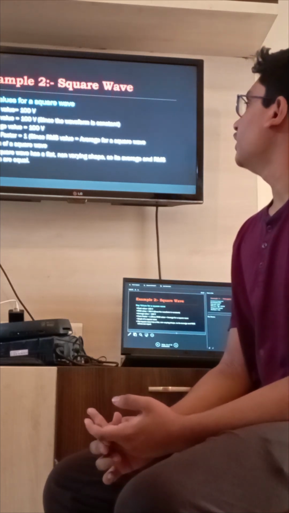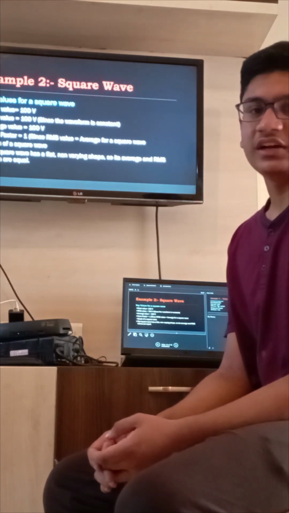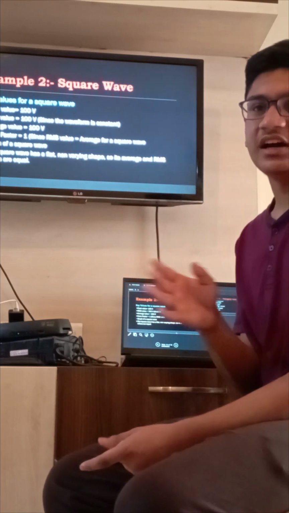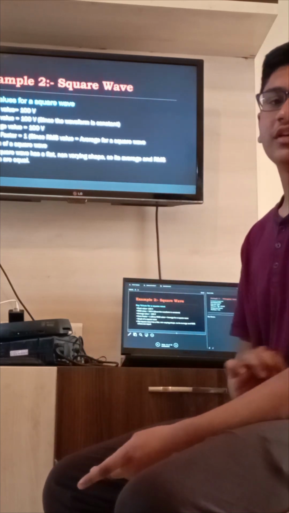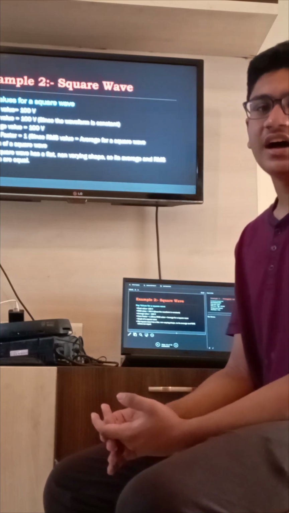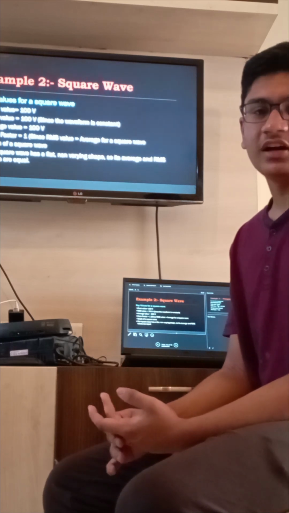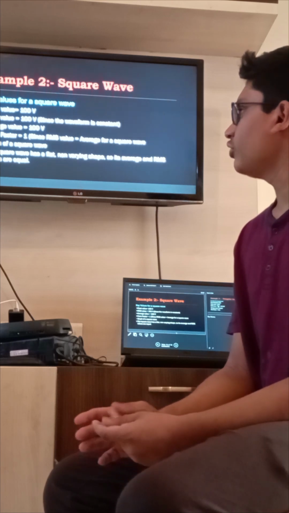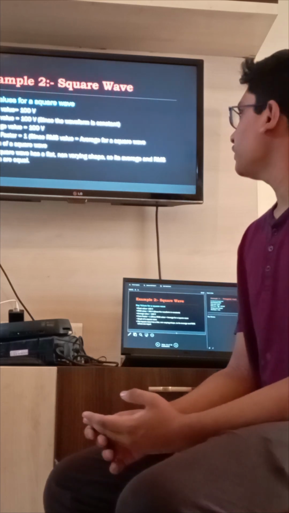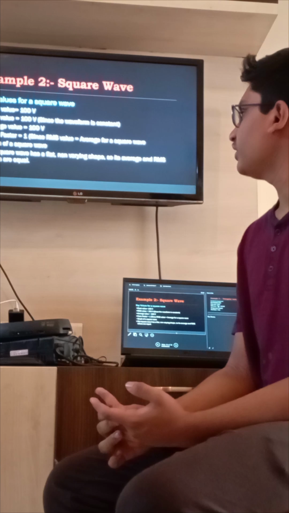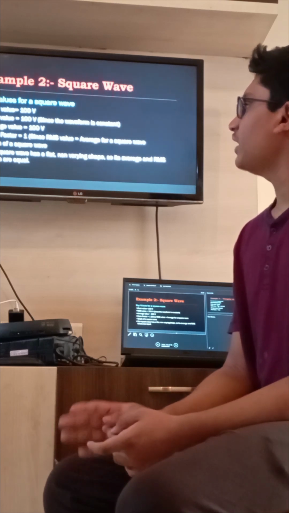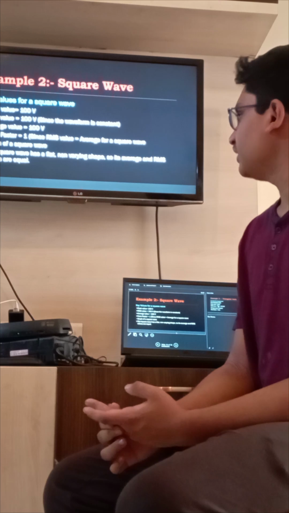Now for a square wave. Peak value 100. For a square waveform, all three are equal. Why? Because the waveform is constant. So RMS, average and peak value are all the same, 100 volts. Form factor is equal to 1, since the average and RMS value of a square wave are the same. So form factor 1; average, RMS and peak value are all the same.